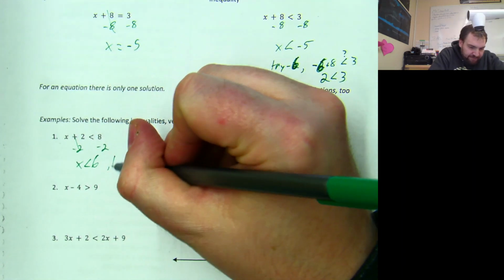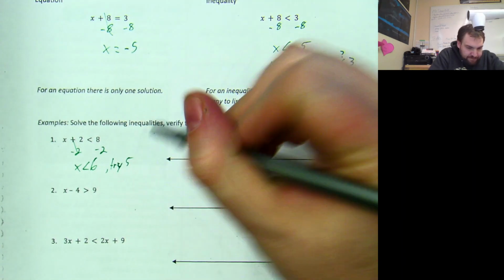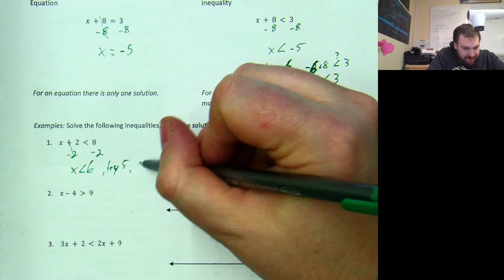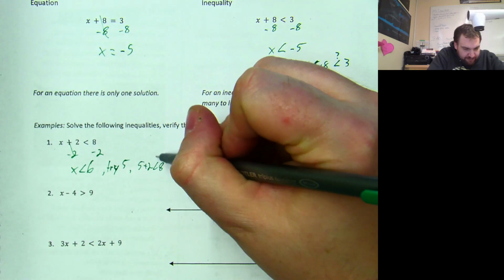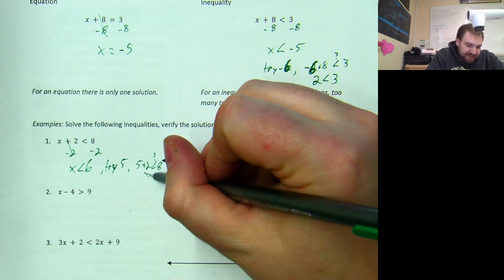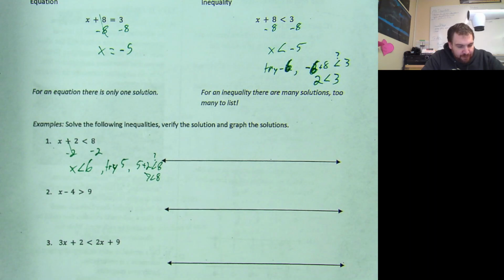We're going to try 5. Is 5 plus 2 less than 8? Yeah, because 7 is less than 8, so we're good. And then the last thing we want to do is graph this on a number line. So, what's this thing going to look like on a number line?